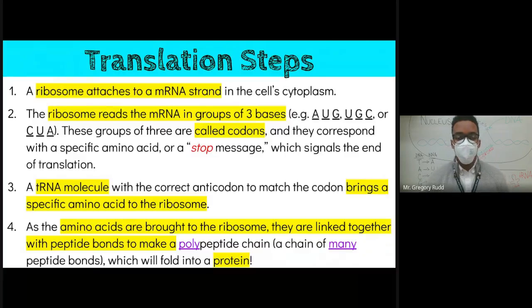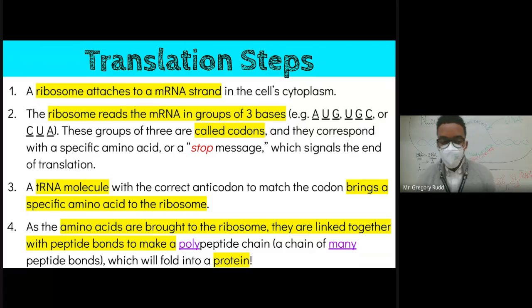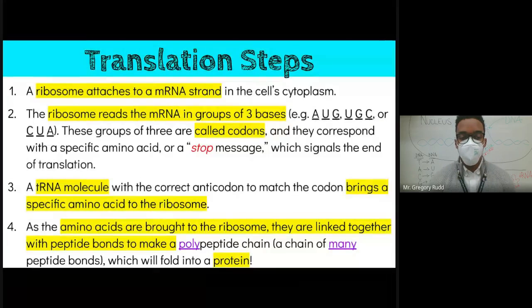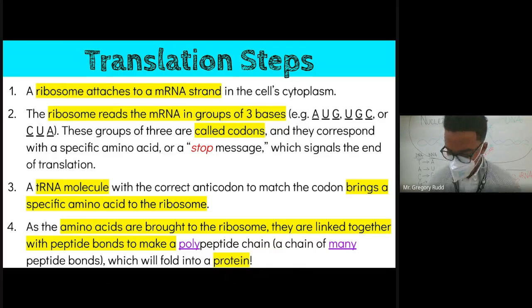The third step, a tRNA molecule with the correct anticodon to match the codon brings a specific amino acid to the ribosome. And the last step, as the amino acids are brought, they get linked together to form a polypeptide chain, which will eventually fold into a protein. So I'm going to give you all plenty of time to write this, to soak it in, to read over a few times, and then we'll move on.